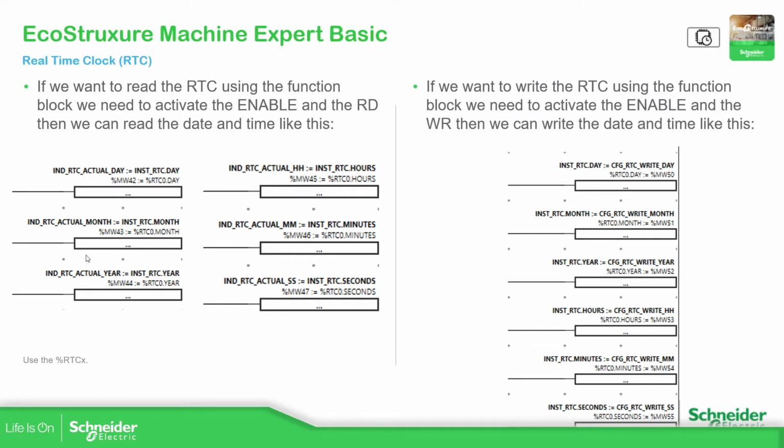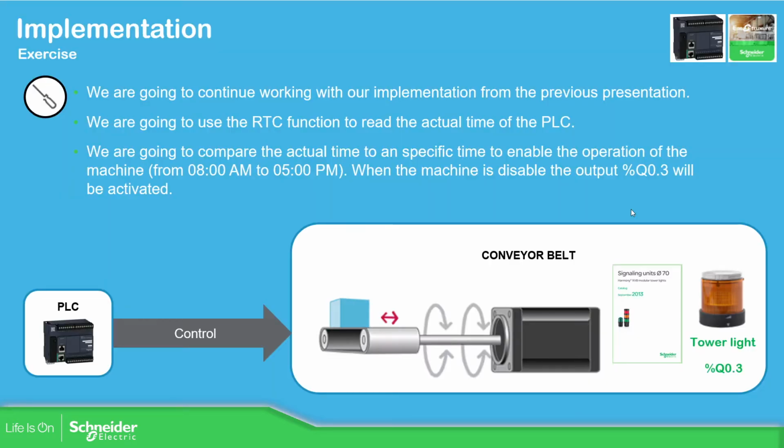so I can read this and share the information, for example, to an HMI to show the actual time of the controller. And if I want to write, for example, from an HMI to change the date and time of the PLC, it's the other way. So we use the same variable, and we move a %NW variable to the instance dot the variable that we want to change in our controller. It's similar to this example that I have over here. Let me just show you.